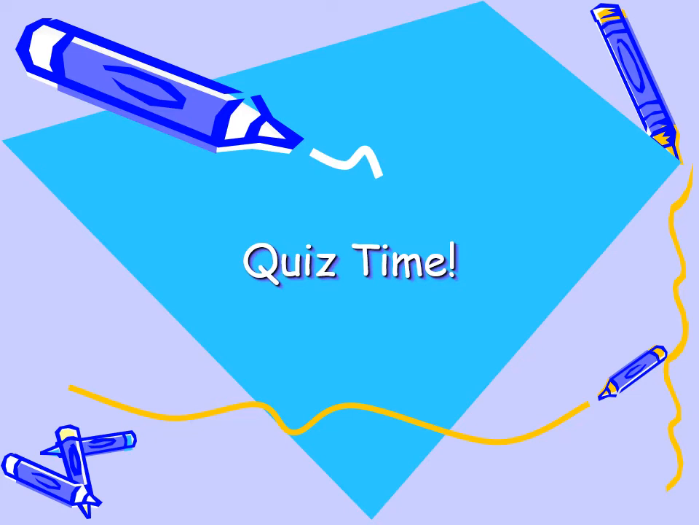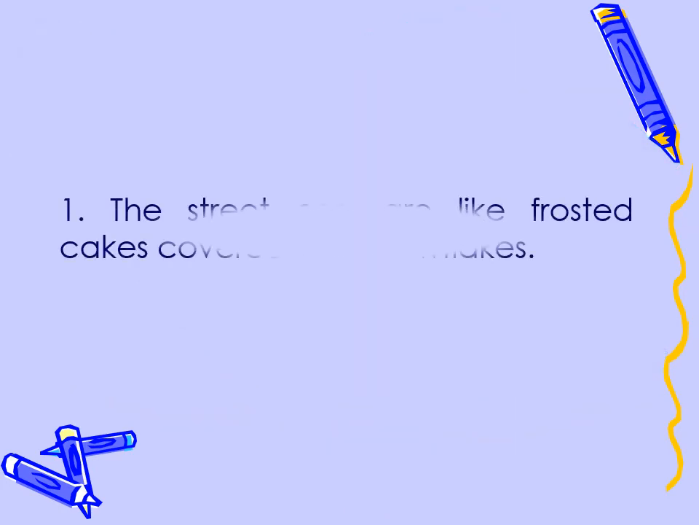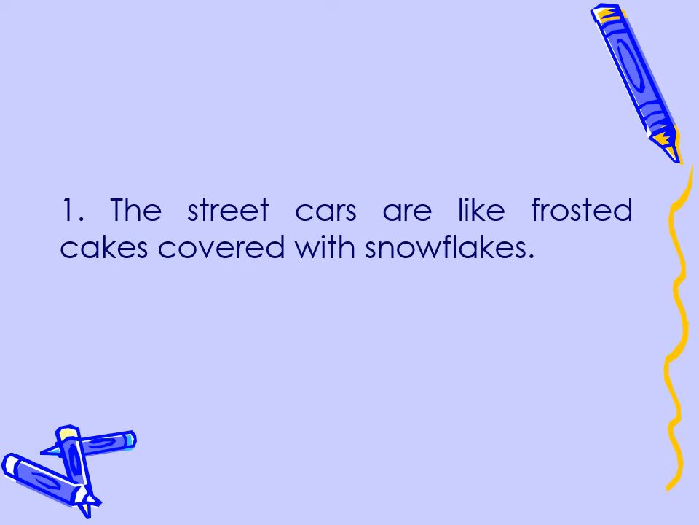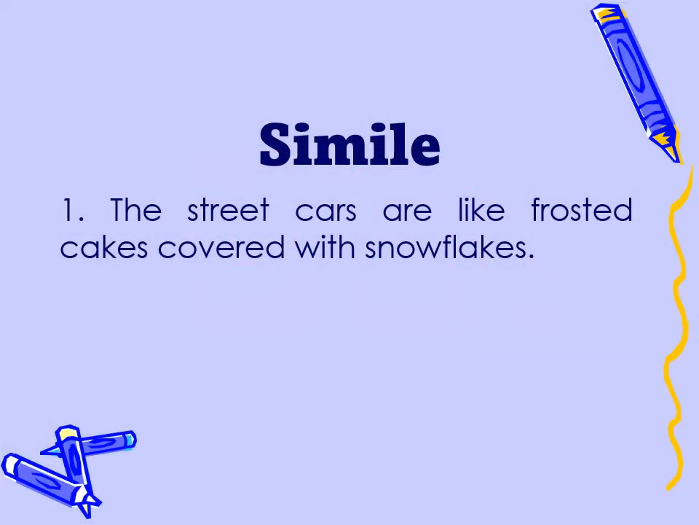Now let's go to quiz time. Okay, so here is our statement number one. The street cars are like frosted cakes covered with snowflakes. Three, two, one, go. The answer is, that's right, simile. Because we have here the word like. That's right. So what are the two things being compared? Okay, the streetcars and frosted cakes. Okay, good job.